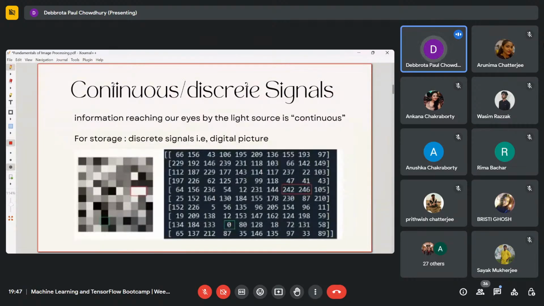So basically, there are two things: continuous signals and discrete signals, right? And this discrete signal is basically our digital image. This discrete signal is nothing but our image. So the continuous signal which was actually reaching our eyes is converted, and the images we see on our laptops or computers are digital images.